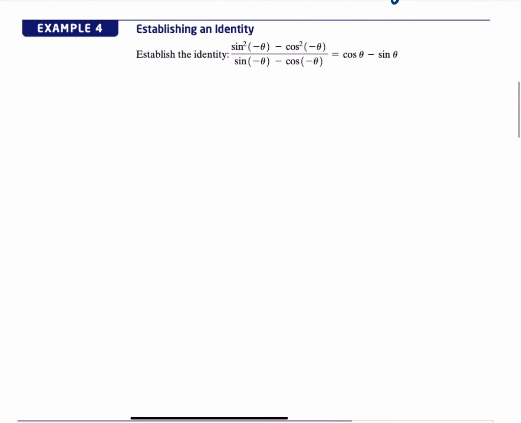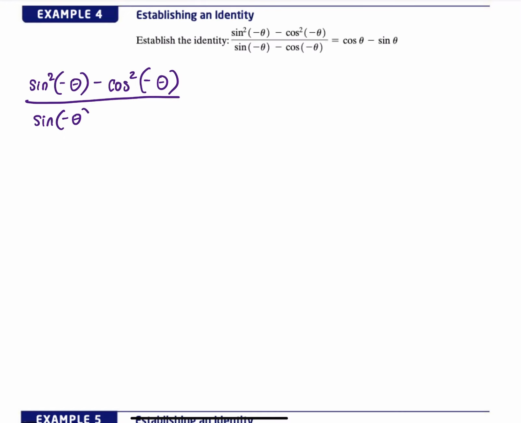All right, let's look at example 4. We want to establish this left-hand side. We have sine squared of negative theta minus cosine squared of negative theta over the sine of negative theta minus the cosine of negative theta. We want to show that that's equal to cosine minus sine of positive theta. So let's take that left side and try to transform it. Let's try to use some identities.